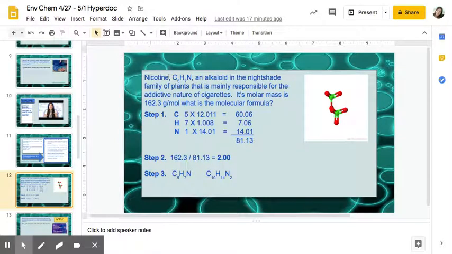Here, the empirical formula is this, okay? And you find the molecular mass of that, divide it by the molecular mass they give you, you get 2, and so you need to multiply all of the subscripts by 2 to find the molecular formula.